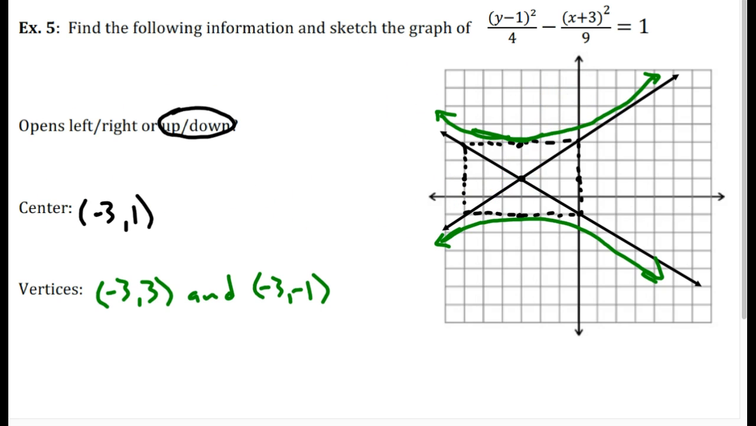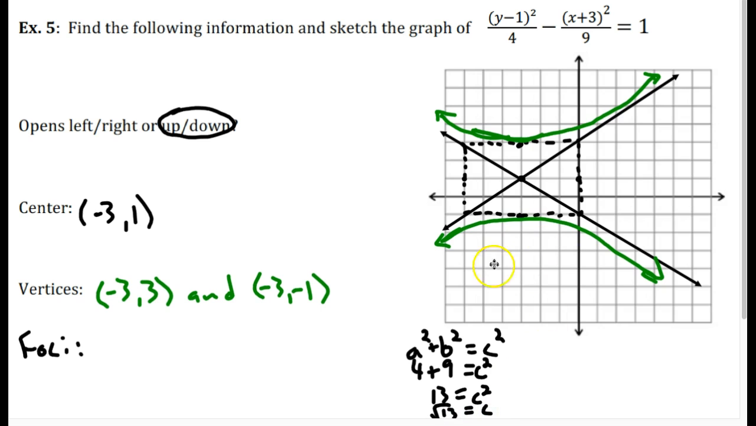All right. So this question didn't ask for this information, but we could still find the foci as well. So I'm going to actually add that on here. To do that, we're using this a² plus b² equals c² idea. So I'm going to have 4 plus 9 equals c squared. So 13 is equal to c squared. So c is the square root of 13. And remember, c is the distance from the center to each foci. So from here, I would go up the square root of 13 and down the square root of 13.